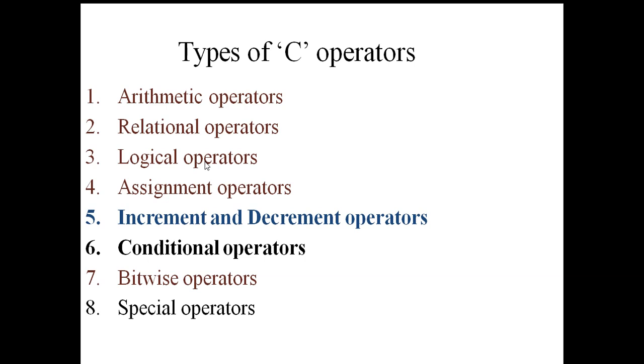Now look at the types of C operators. The first type of operator in C programming is arithmetic operators. They are plus, minus, addition, subtraction, multiplication, division, percentile, and remainder. These all belong to the arithmetic operator category. And we have relational operators, where they express the relation of one operand in terms of the other operand. That's why they are called relational operators. They are equal to, less than, greater than, and other operators.